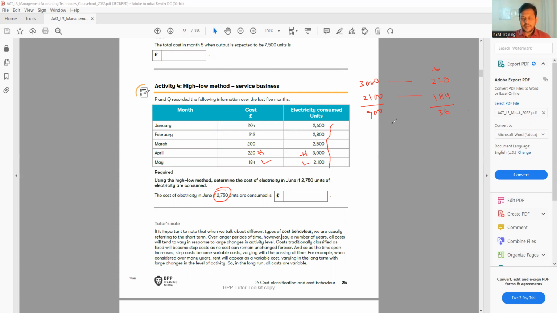And after that, we have to divide. So 36 divided by 900. And that will give us the variable cost per unit.